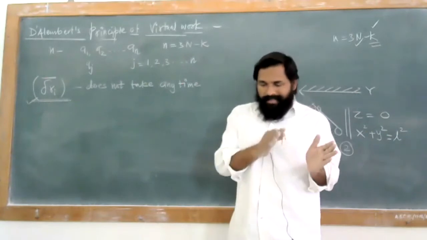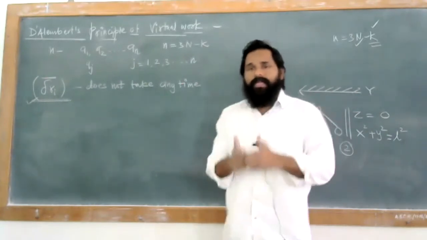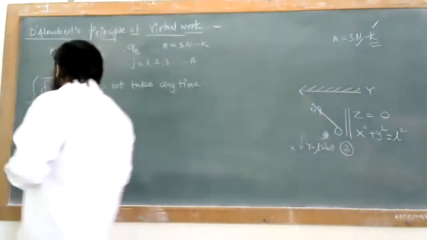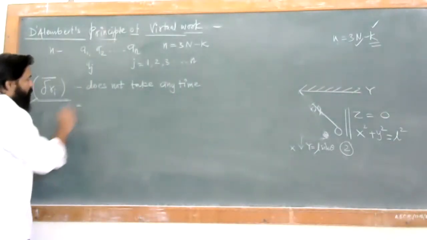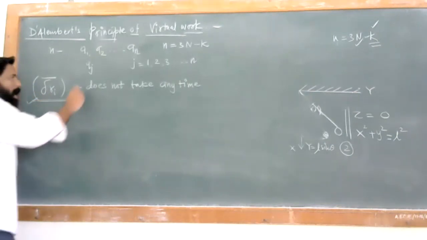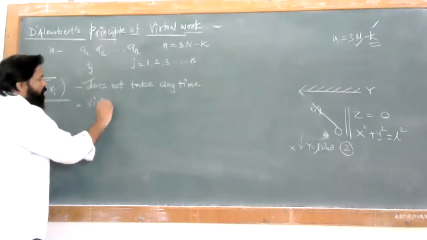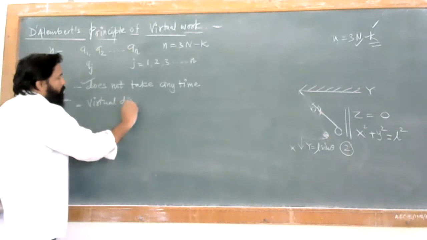So this change, which does not involve any time, is known as a displacement. What is R? R is nothing but displacement. Delta R is nothing but the small change in displacement, as it does not involve any time. This is called a virtual displacement.